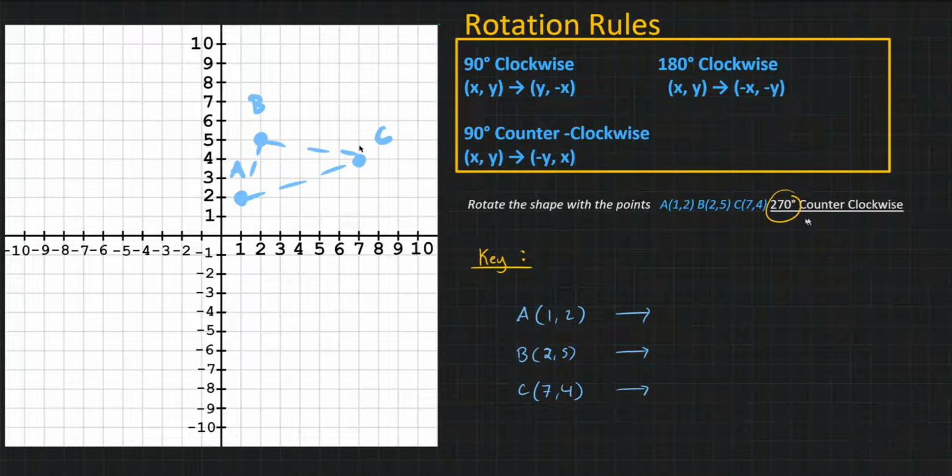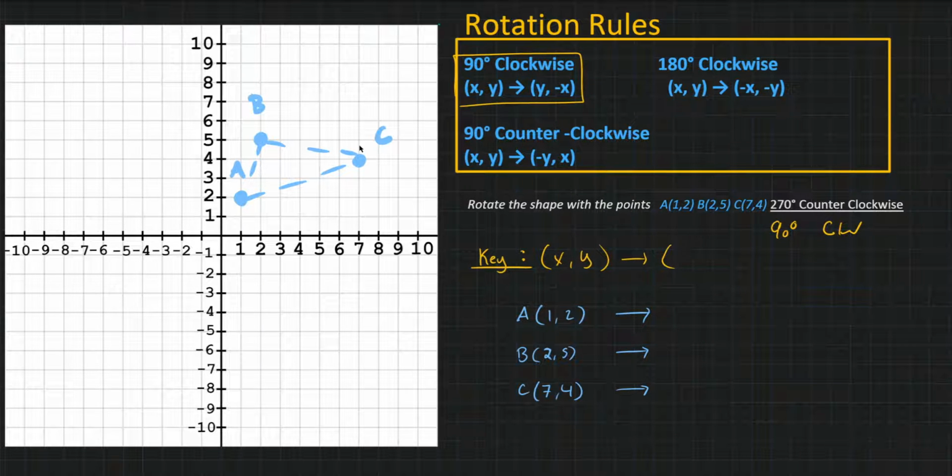270 counterclockwise. To do that, we're just going to use the 90 degrees variant of its opposite. So we'll go 90 degrees just clockwise. Which one's that? That one's right up here. So the key will be x, y. Start at the point and make this change. Switch the sides and make the second term its opposite.